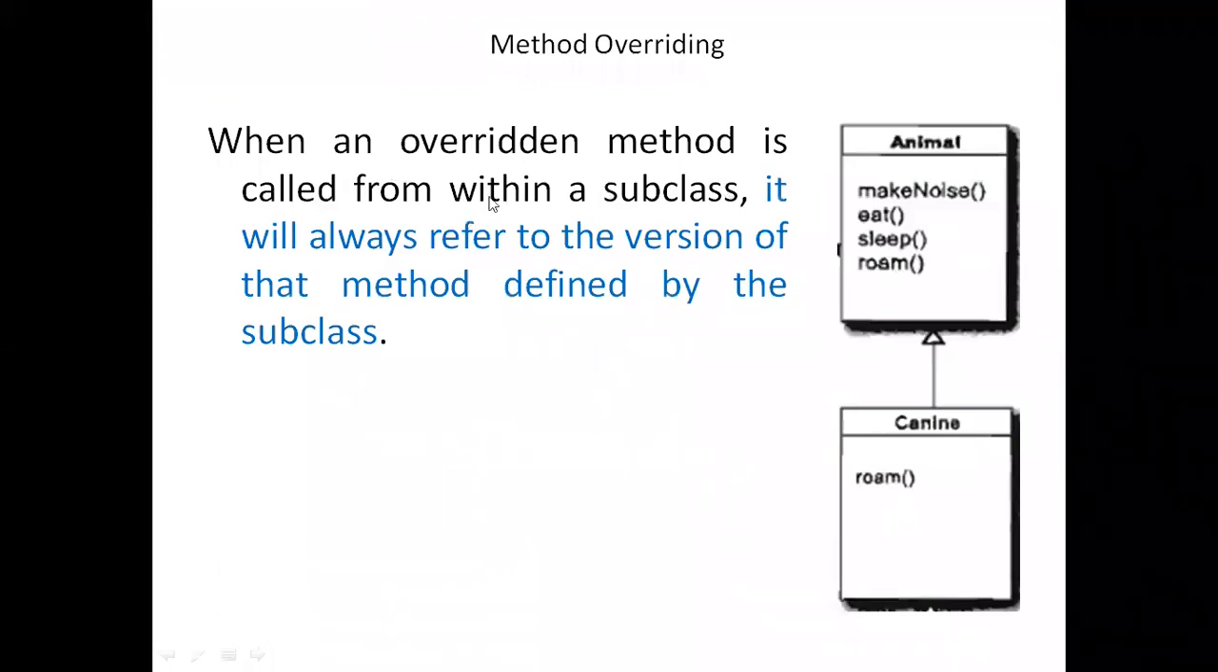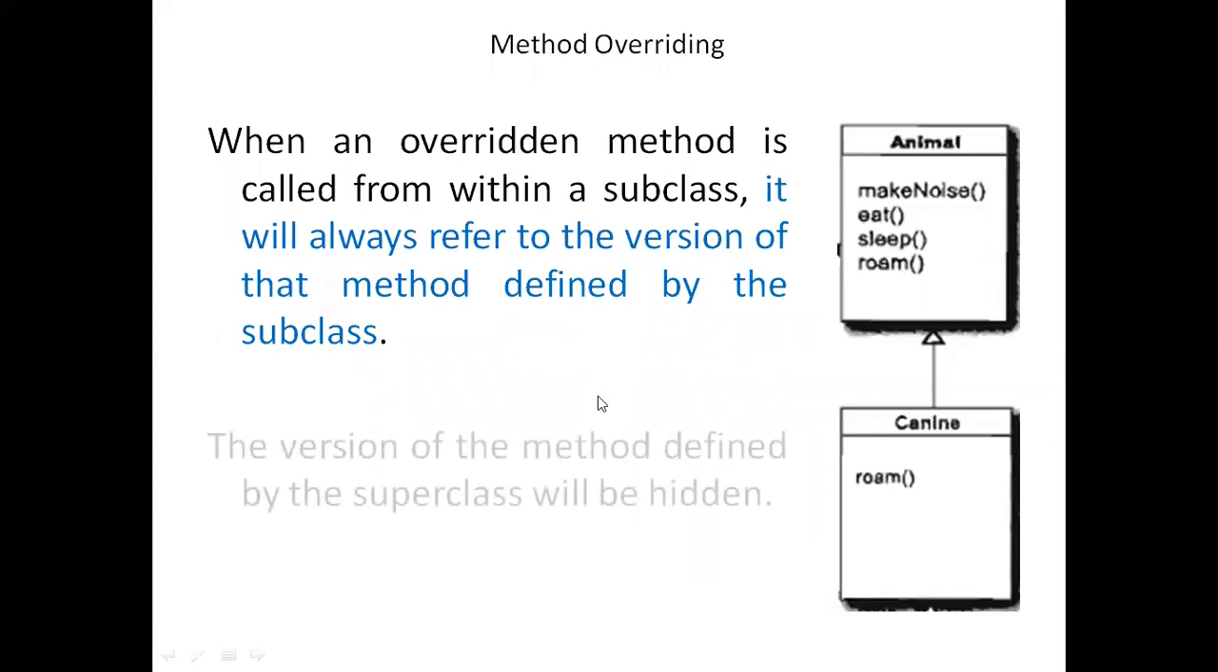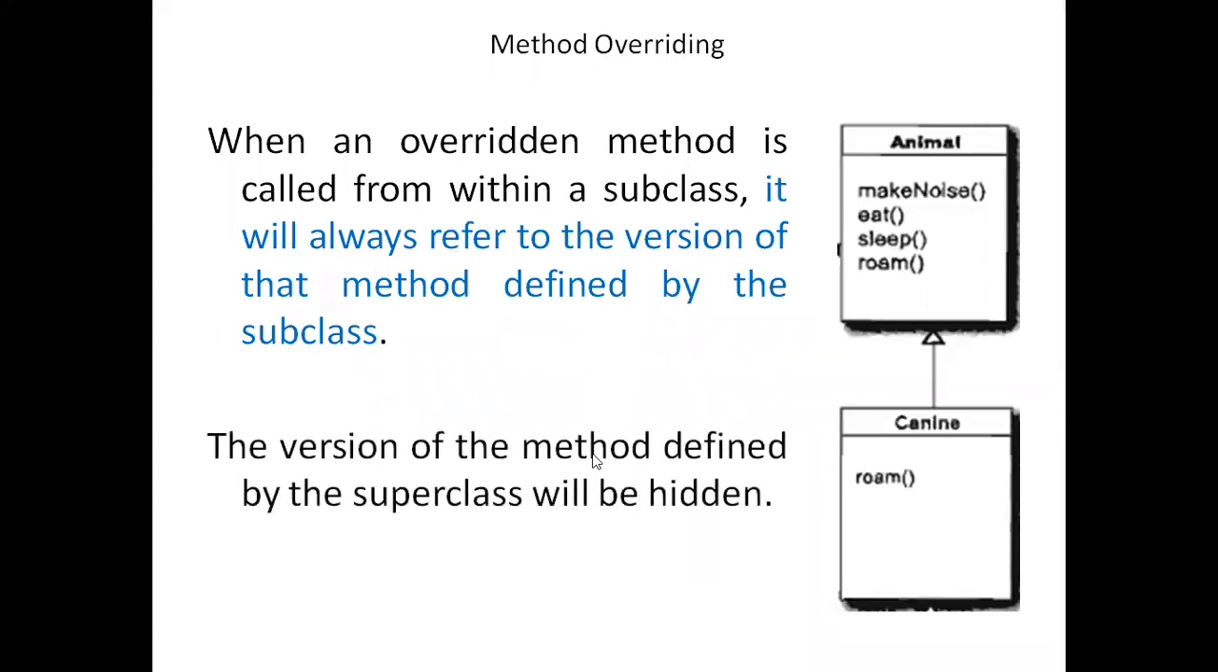When an overridden method is called from within a subclass, it will always refer to the version of that method defined by the subclass. The version of the method defined by the superclass will be hidden. When the methods are overridden, we cannot call the method from the parent class from the object of the child class. That is because this particular method in the parent class is hidden. We cannot call it from an object of the child class.